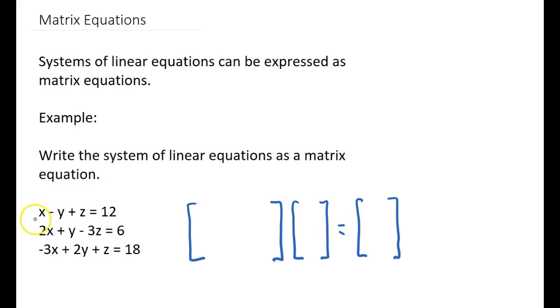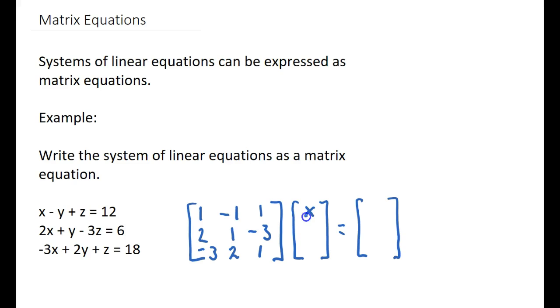Okay, so here's our first equation, and the coefficient of x is 1, the coefficient of y is -1, and the coefficient of z is 1. The second equation, the coefficient of x is 2, the coefficient of y is 1, the coefficient of z is -3. And finally, in our third equation, x's coefficient is -3, y's is 2, and z's coefficient is 1.